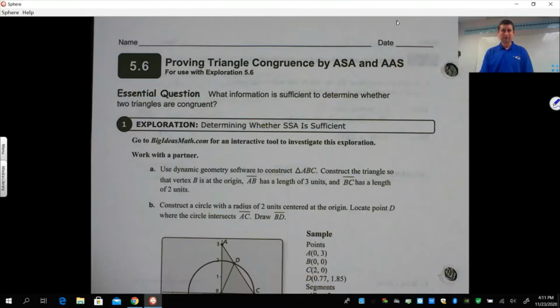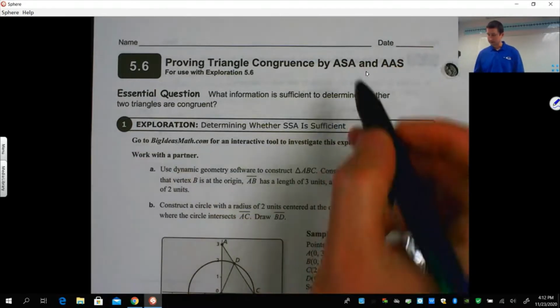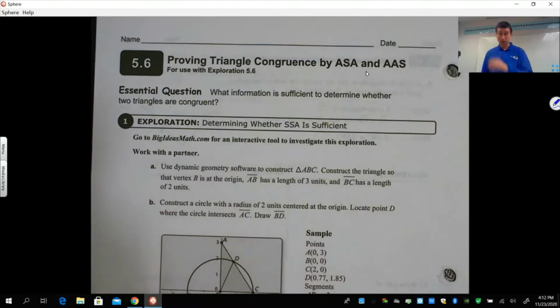Hello, geometry. 5.6. We're starting to get close to the end of chapter 5, but this one's going to add two more of our congruence theorems for triangles, the SAS and the AAS. So we're focusing a little bit more on angles this time.